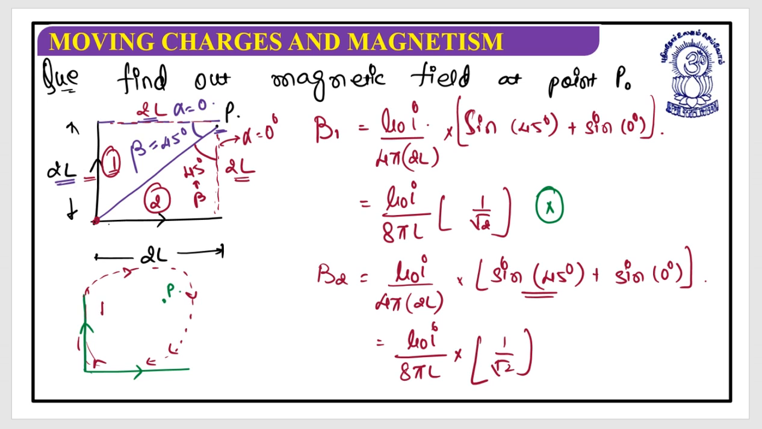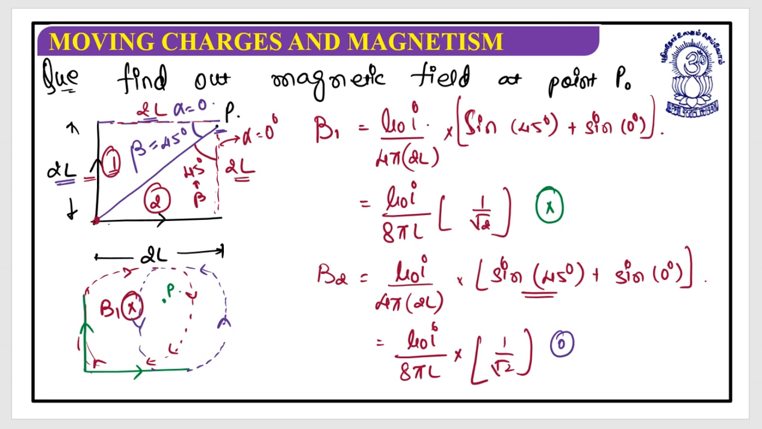Yes, it is clockwise, so B1 is inside the plane. Now what about the second? The current is flowing like this, so it should be anti-clockwise, whatever the direction of current that has been mentioned. Yes, so it is anti-clockwise, and as it is anti-clockwise, it is outside the plane.